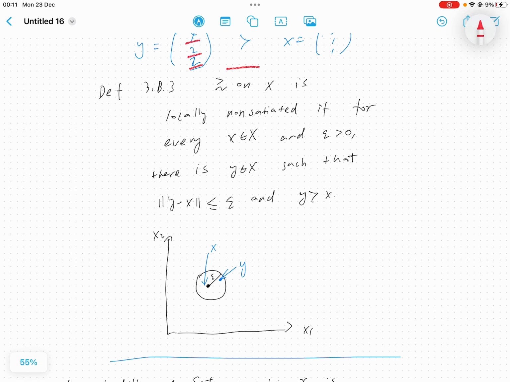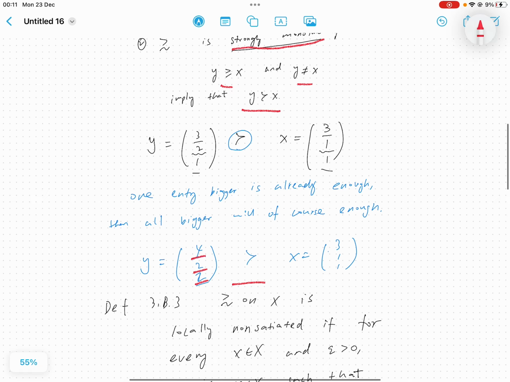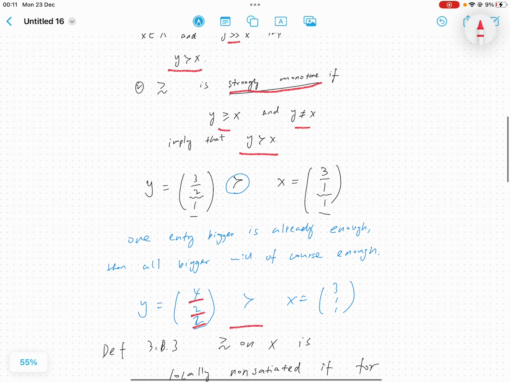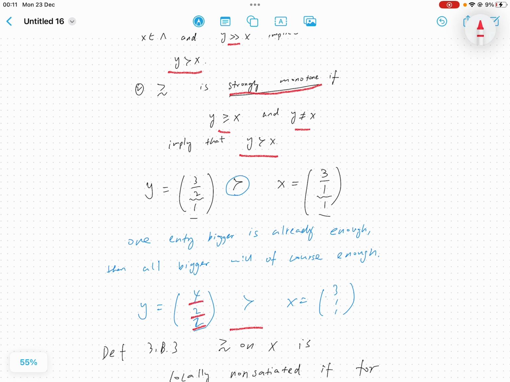So previously, in the previous proof or this illustration here, we said that if this preference relation is strongly monotone, one entry bigger is already enough, right?